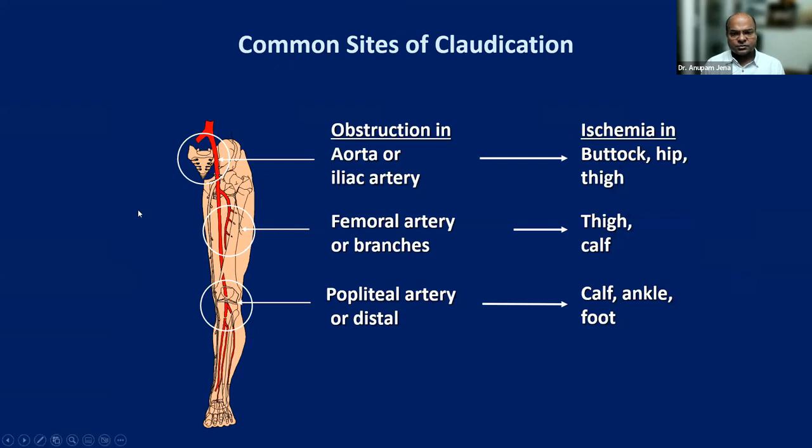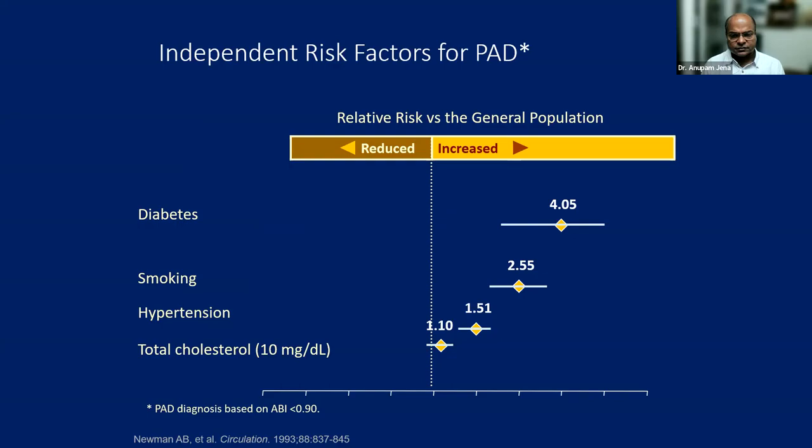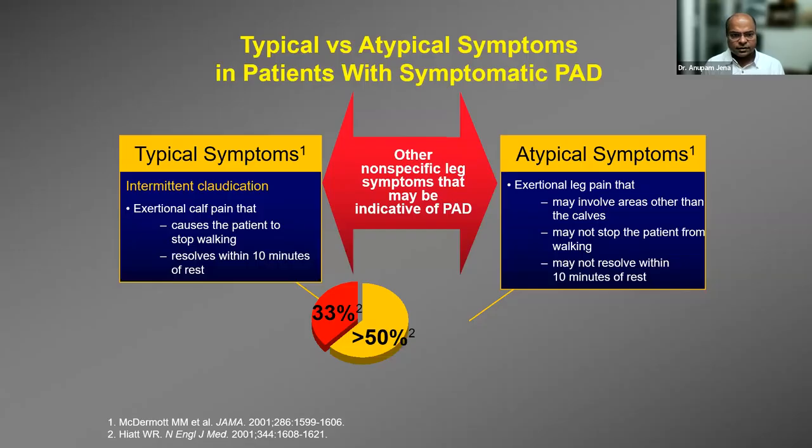Common sites of claudication obstruction can be in the aorta or iliac artery, femoral arteries, popliteal arteries. So today our area of interest is distal to the popliteal artery: ankle, calf, and foot. These are the traditional risk factors. Let us skip that. And intermittent claudication is just like angina. So leg pain at a fixed distance resolves in 10 minutes. It can be more atypical symptoms. So we should not neglect atypical symptoms like numbness, tingling, just muscular weakness. These are also atypical symptoms in diabetic patients. So we should not ignore those things.